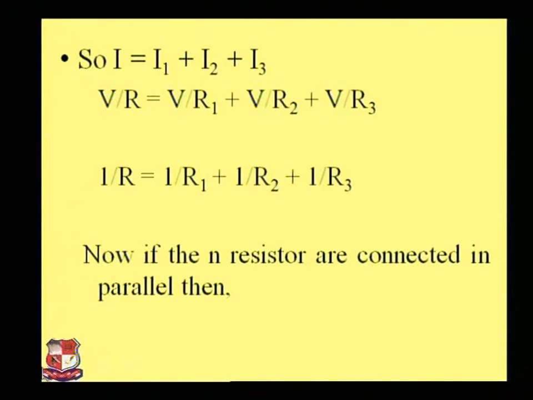But if we connect n parallel resistors, the equation becomes 1 by R equals 1 by R1 plus 1 by R2 plus 1 by R3 up to 1 by Rn. So this is the equation for n resistors connected in parallel.